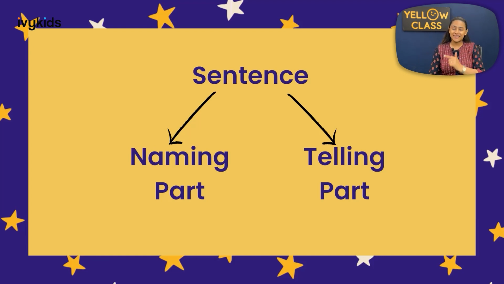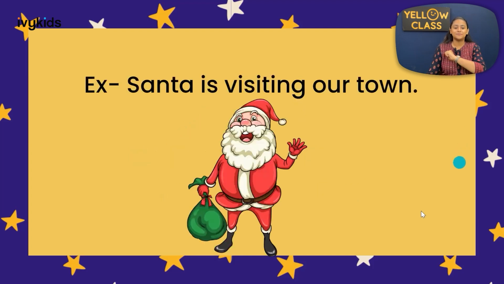Now, when we talk about the telling part, it tells something about the person, place, animal or thing that is connected to the naming part. It can be an action that the naming part has taken. It can be a place name where the naming part had gone. It can be anything. Basically, the telling part tells us about the naming part. And what is the naming part? We are mainly talking about the naming part. Let's make it easy with the help of an example.